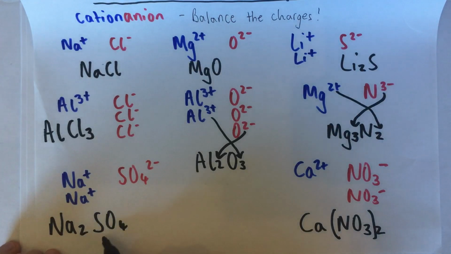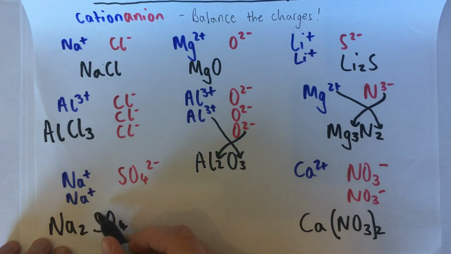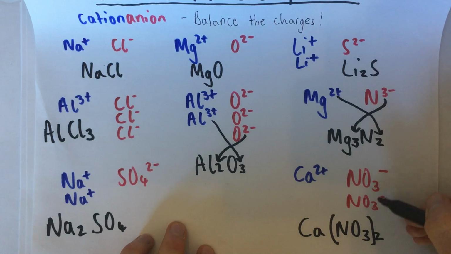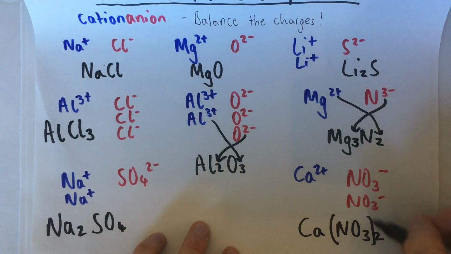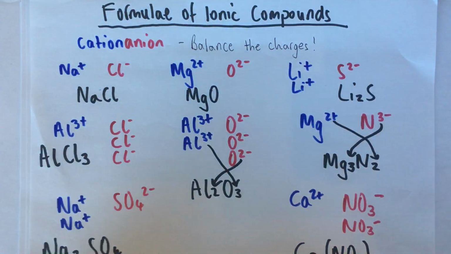In this case, we didn't need to put brackets around the SO4 because there's only 1 of them. So we're not putting a number outside the brackets. We don't need brackets around it. Only if you've got more than 1 of these polyatomic ions do you need to put brackets around it. And that's how to work out the formulae of ionic compounds.